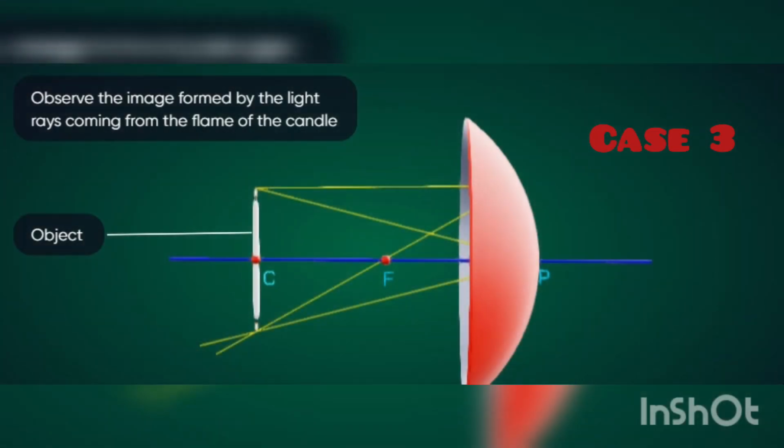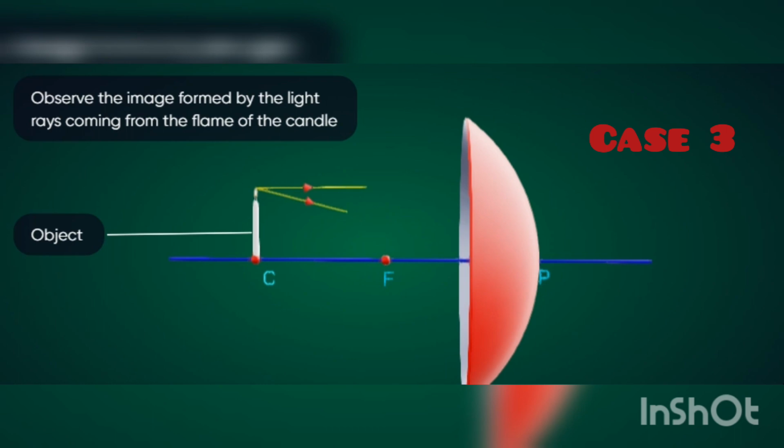The next case is when the object is placed at the center of curvature of a concave mirror, that is object at point C. So where is the image forming? You can see the image is forming at the point C itself. What is the nature of the image? The nature of the image is real and inverted, and it is the same size as the object. So you can see the candle here, it is straight, but in the image it is inverted, isn't it?